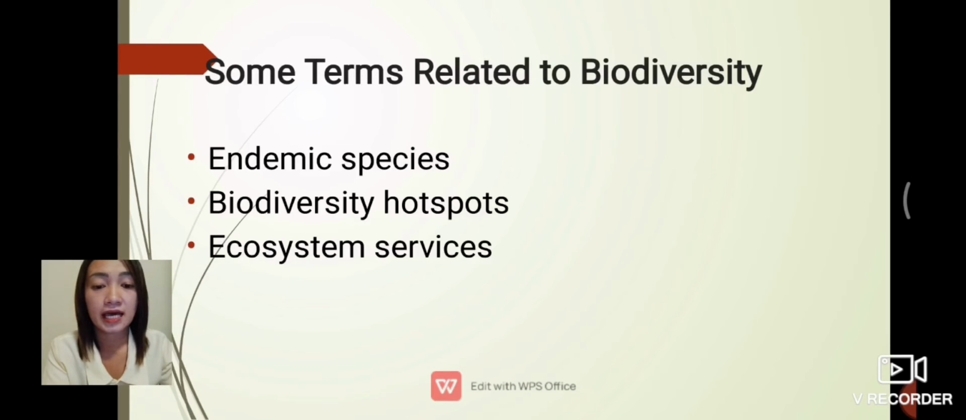The last one is ecosystem services. Ecosystem services refer to the benefits that the ecosystem provides to humans through the transformation of resources, the land, water, vegetation, etc., into a flow of essential goods and services. It can be categorized into four main types: provisioning services, regulating services, supporting services, and cultural services.